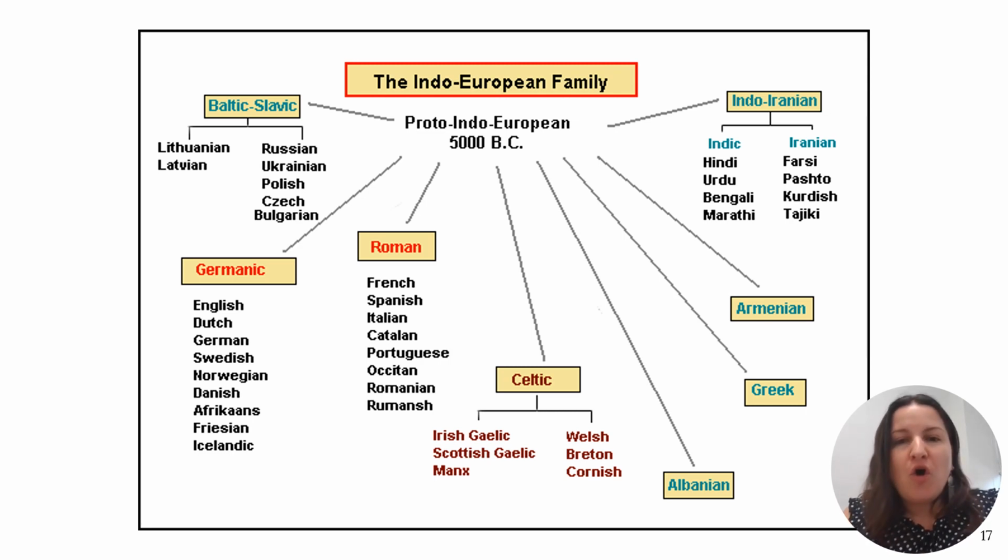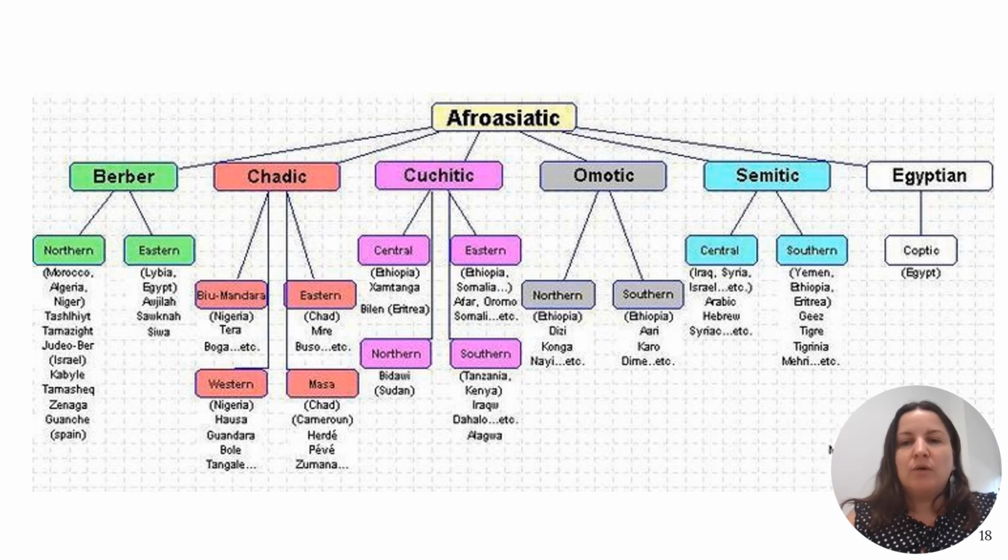And all of these languages came from an even older language that all these regions spoke about 5,000 years before Christ. So about 7,000 years ago, all these languages did not exist. They all came from a language that we call Proto-Indo-European language. Therefore, this is the Indo-European language family. And we can see this all over the world.